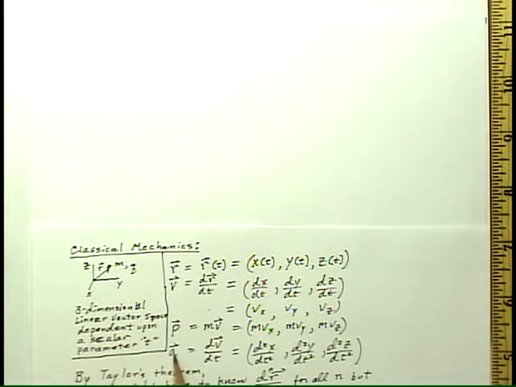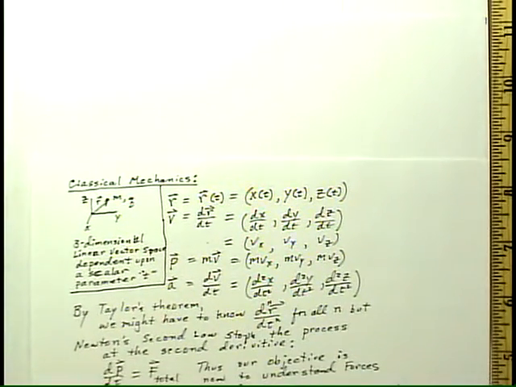The acceleration is then defined as the derivative of the velocity vector with respect to time, which is the first derivative of each of the velocity components, or if you wish, the second derivative with respect to time of the position in the x, y, and z directions, these coordinates.